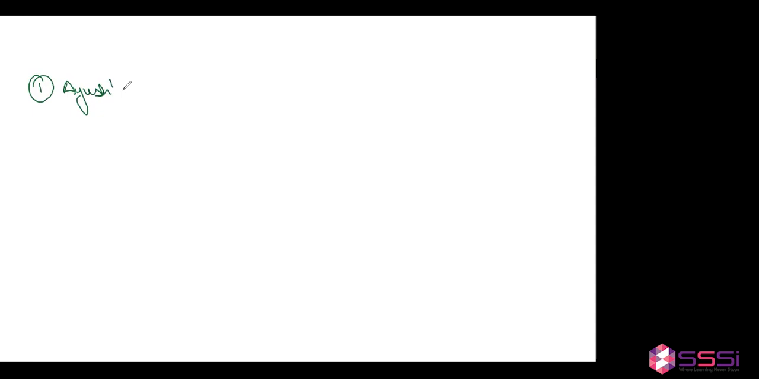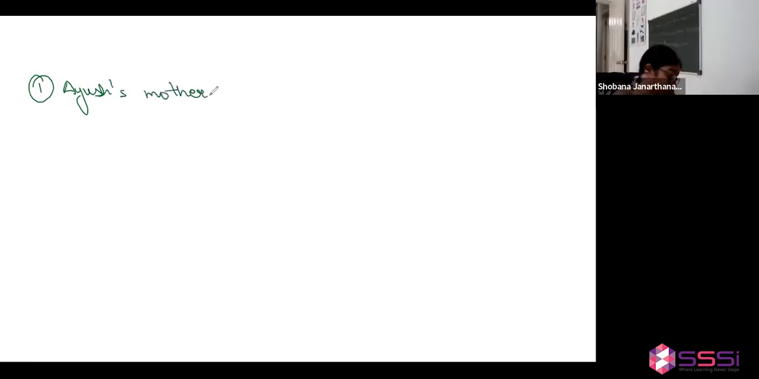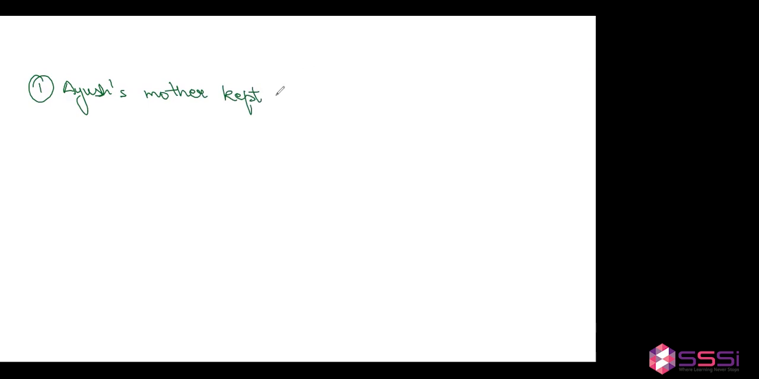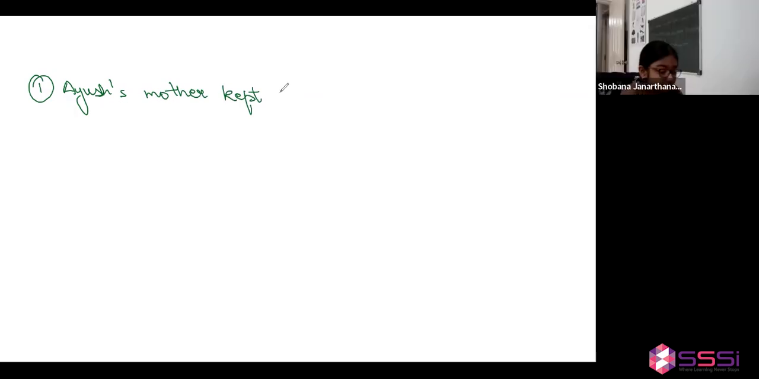A monocot has only one cotyledon in its seed. Yes, one cotyledon. Mono means one and di means two. Okay, ma'am.